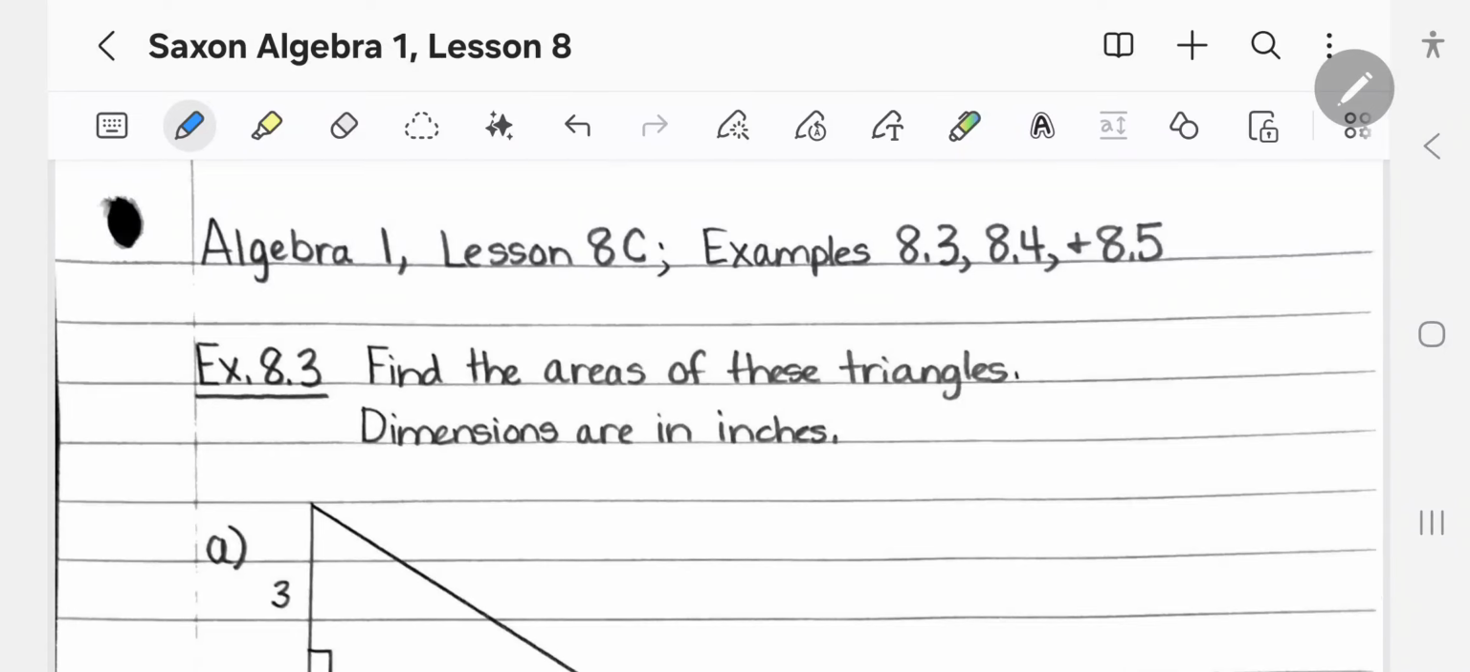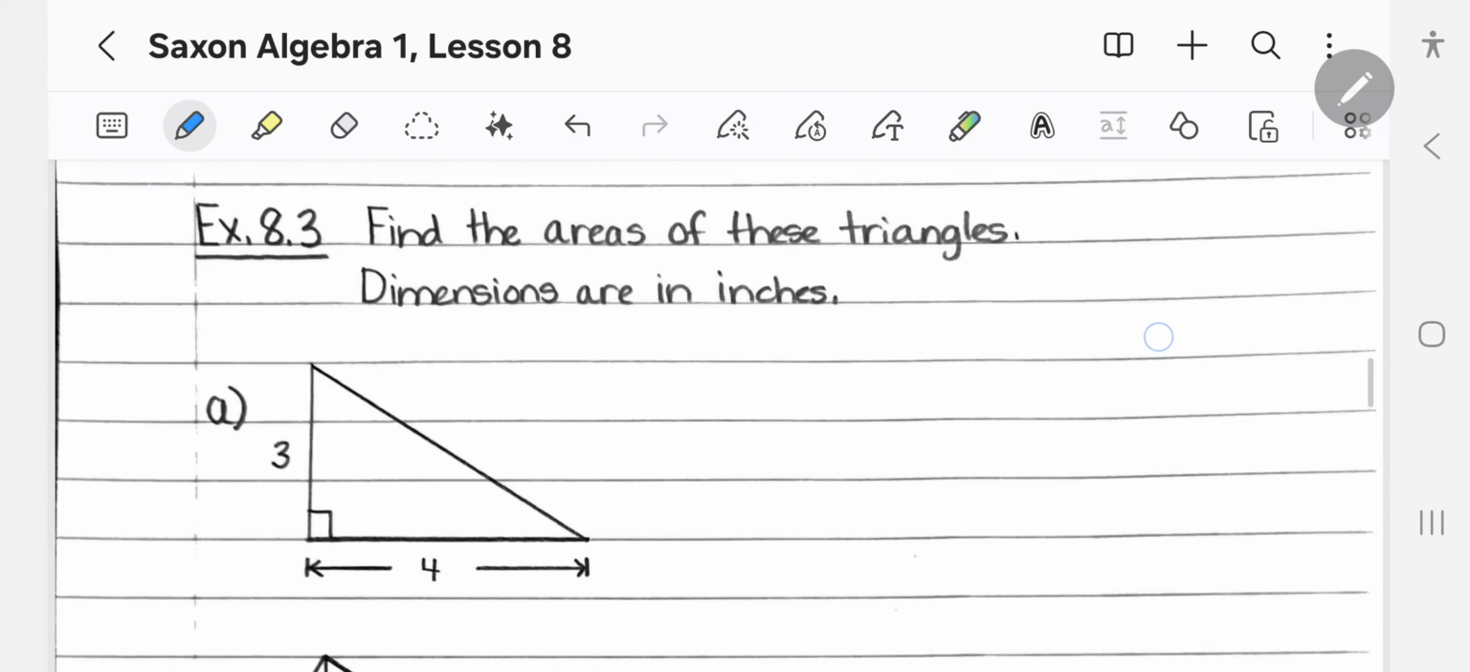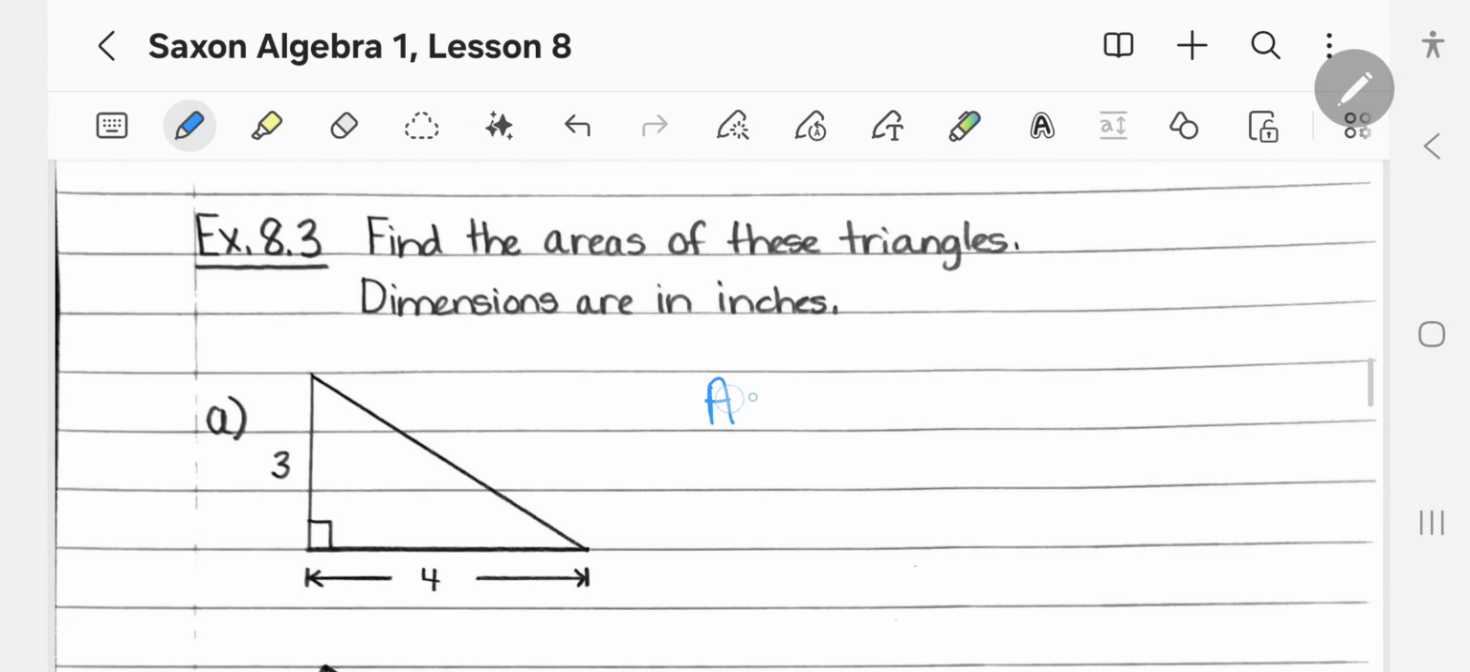This is Algebra 1, Lesson 8C, examples 8.3, 8.4, and 8.5. Find the areas of these triangles. Dimensions are in inches. We know that area is equal to base times height divided by 2, because again, this triangle is half of this rectangle. So that's why we're dividing it by 2. We're taking half of it.